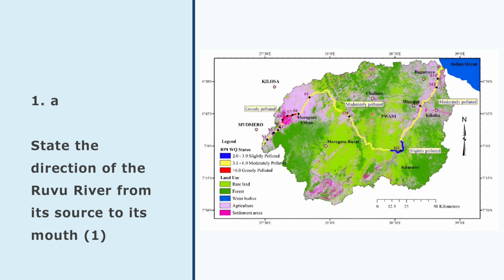So question 1A, state the direction of the Ruvu River from its source to its mouth. The mouth of the river should be pretty clear. We can see that there's the Indian Ocean up here, and right next to that, where the river meets the ocean, that's where the mouth of the river is going to be. So we just need to follow this river line up along its course.